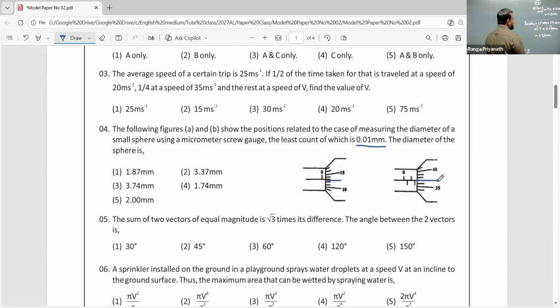What should you do to correct it? How to find the correct reading? This is the observed reading, 1.87, minus the zero error, 0.13. So that is 1.74 millimeter. It's the answer for this question.